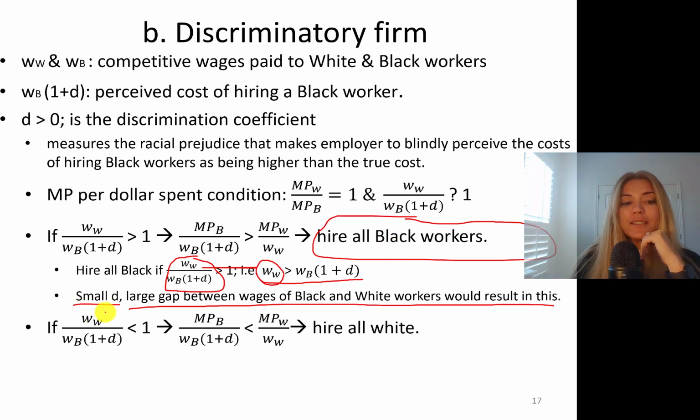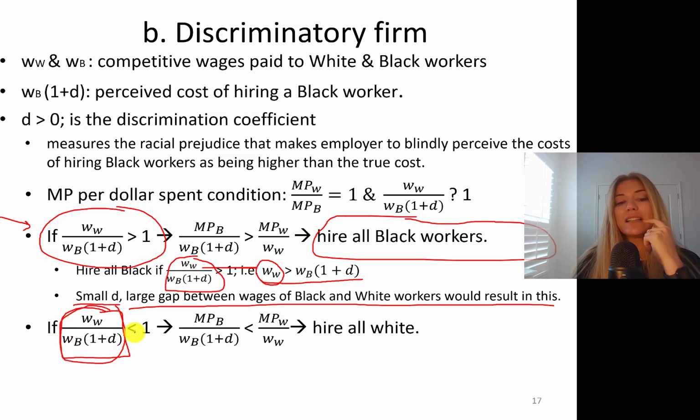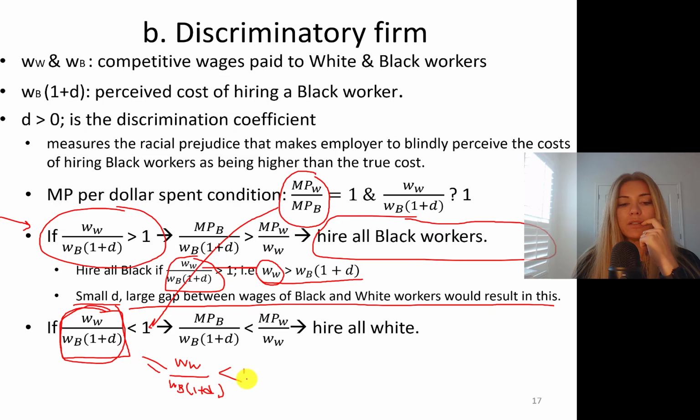Moving on. Remember, this was the first case: the white-black wage ratio, even with the discrimination, greater than 1. Now, if the white-black wage ratio with the discrimination coefficient is less than 1, you can plug in MPW over MPB whenever you see 1. Let me just write it down here for you folks: WW divided by WB times 1 plus D is less than 1, where 1 is equal to the marginal product of white to black worker ratio.